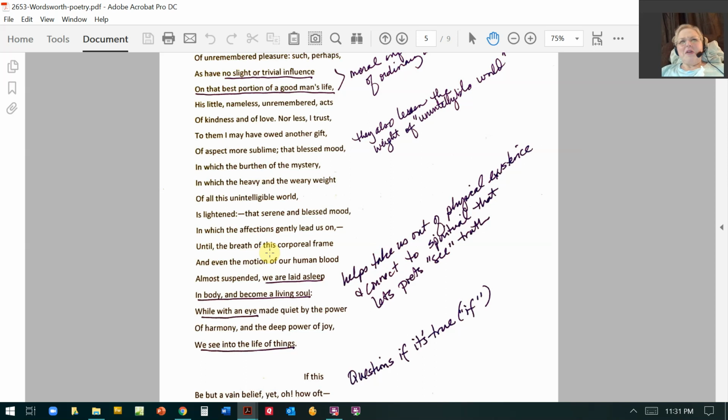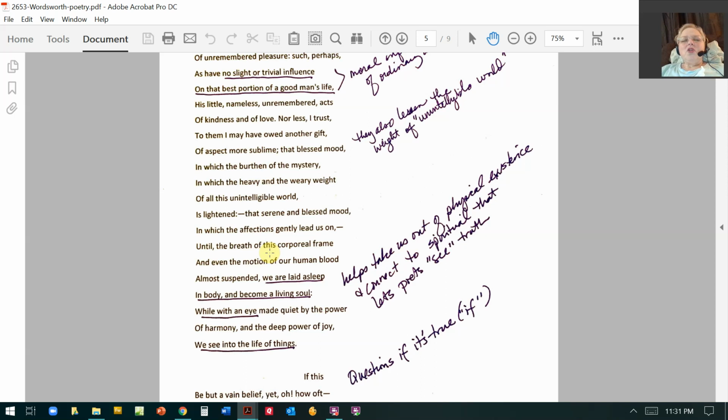He says, while with an eye made quiet by the power of harmony and the deep power of joy, we see into the life of things. And so again, that's that spiritual connection. You have to be joyful. You have to be calm to be able to access it, right?